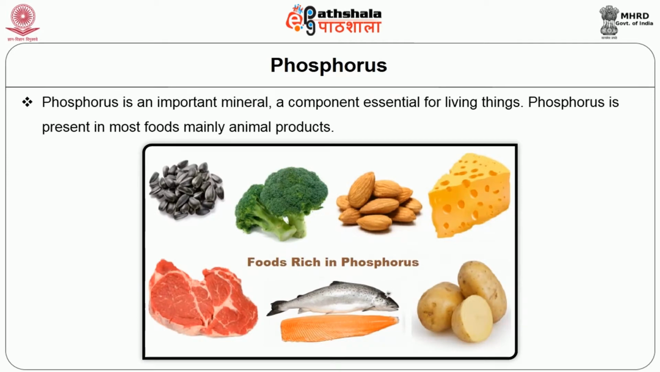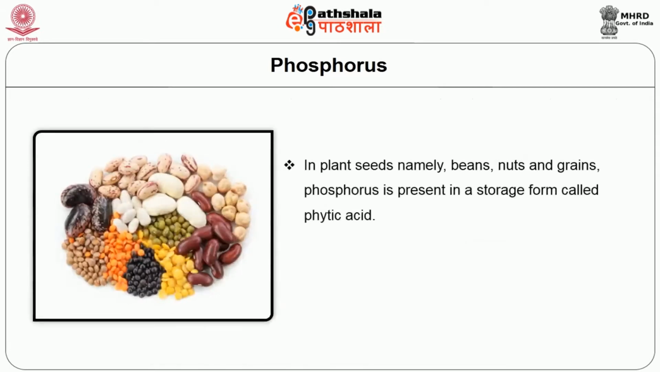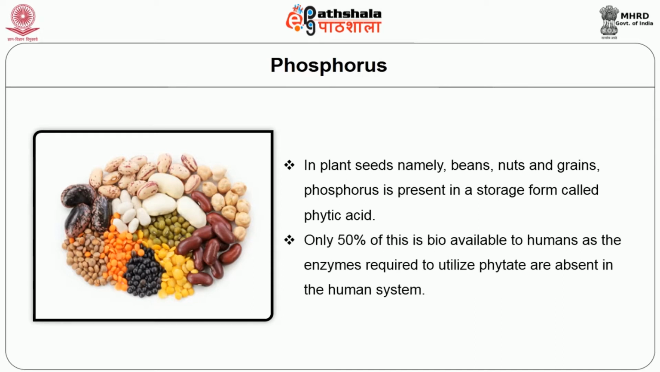Phosphorus is an important mineral, a component essential for living things. Phosphorus is present in most foods, mainly animal products. In plant seeds, namely beans, nuts and grains, phosphorus is present in a storage form called phytic acid. Only 50% of this is bioavailable to humans, as the enzyme required to utilize phytate is absent in the human system.